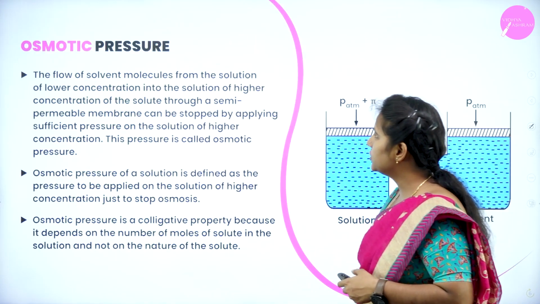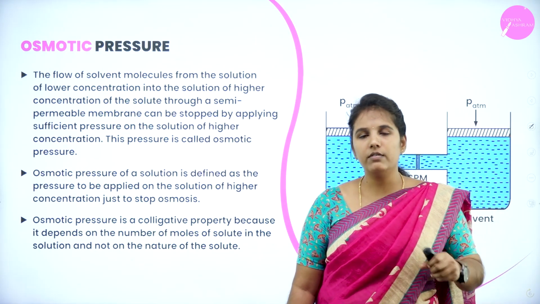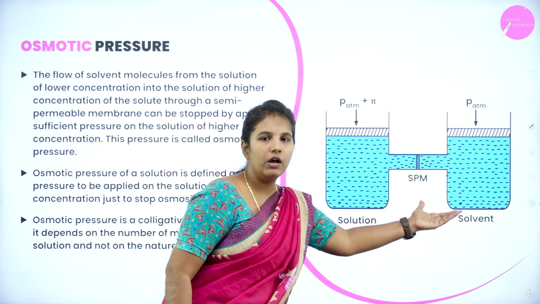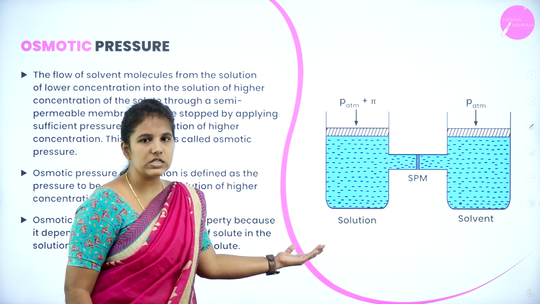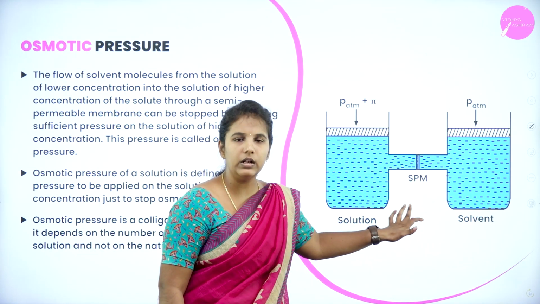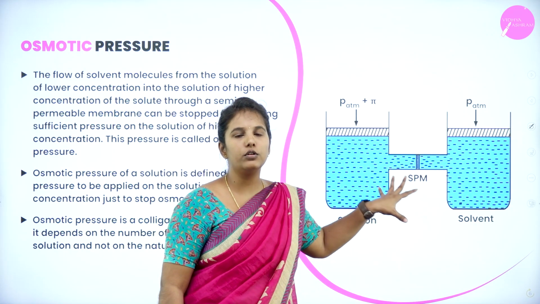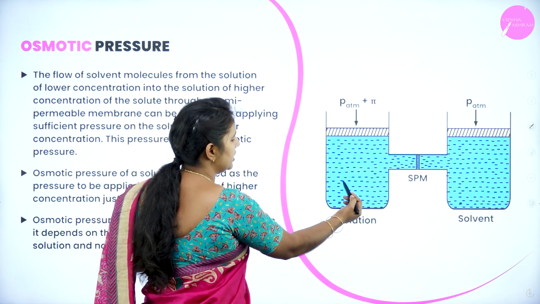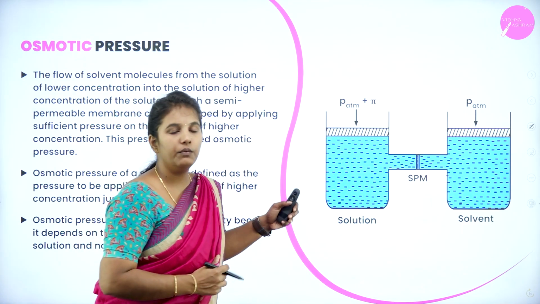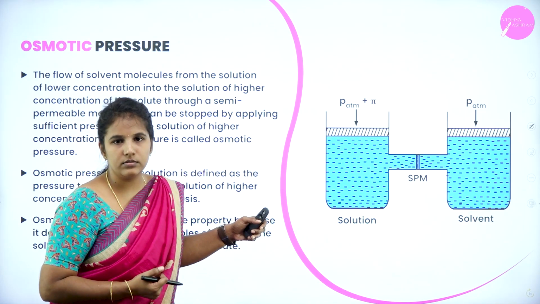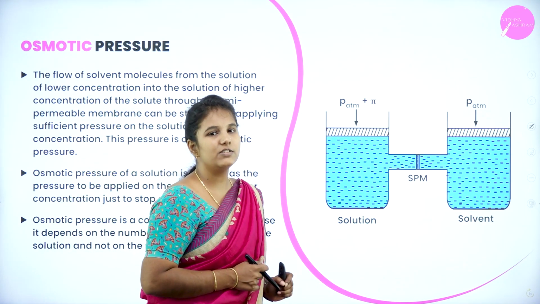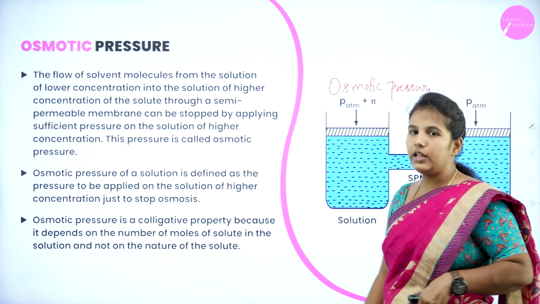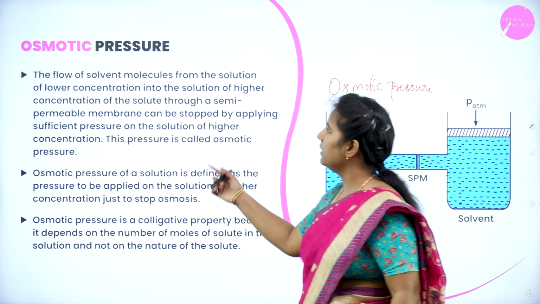Coming to osmotic pressure. We all know that osmosis is nothing but the movement of solvent molecules from a lower concentration region to the higher concentration region through a semi-permeable membrane, right? So if you don't want to continue this osmosis, what I'll do is apply some pressure to the solution which has the higher concentration. That pressure itself is known as osmotic pressure. Okay, so let's see the definition.